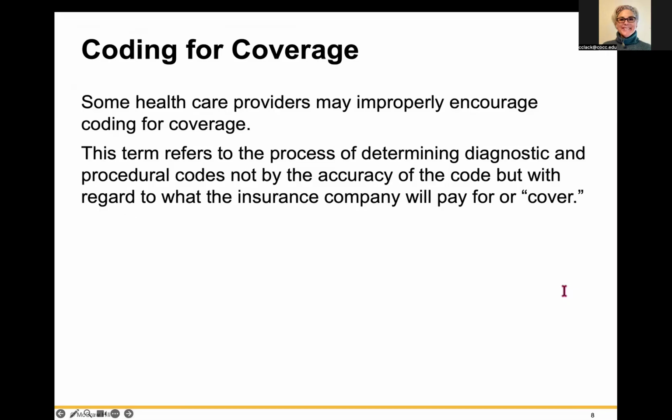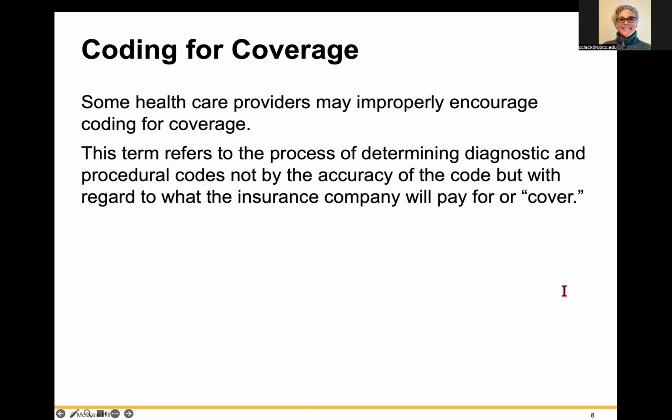How does that resonate with you? How do you feel when I say that? Does that make you feel kind of uncomfortable? It should, because it's not ethical and it's not right. If you were actually coding for coverage, you're not coding for the truth of the record, you're coding the payer's preference.